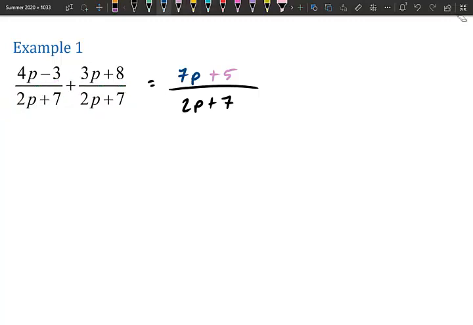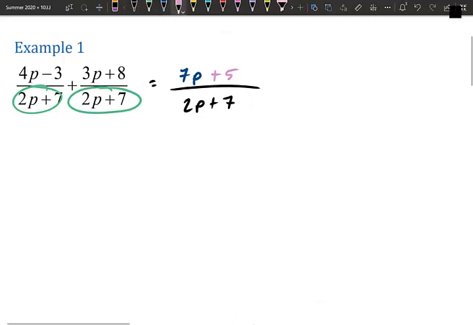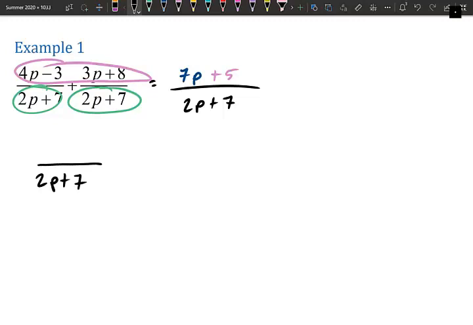So we have the same denominators. Since we know we have the same denominators, we're going to add the tops. They share the same denominator, which is 2p plus 7. So we have 4p minus 3 plus 3p plus 8, and we can combine like terms here. We have 4p plus 3p is 7p.